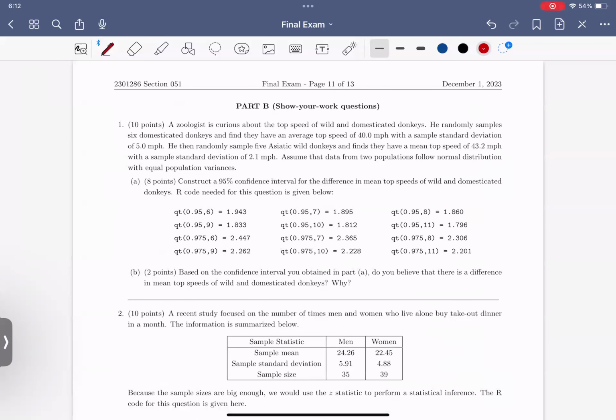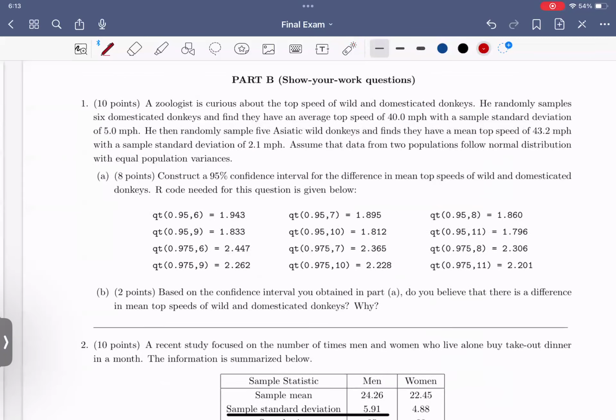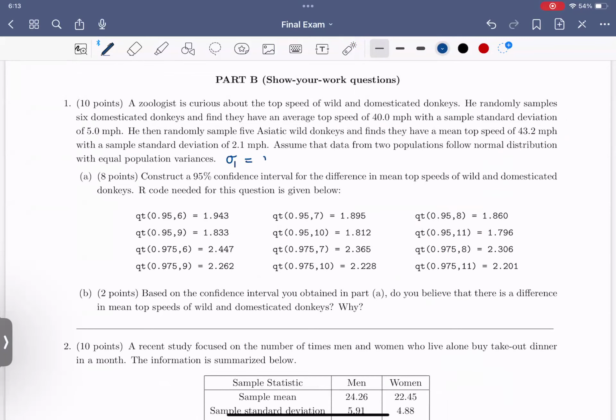Question 1. A zoologist is curious about the top speed of wild and domesticated donkeys. He randomly samples 6 domesticated donkeys and finds that they have a mean top speed of 40 miles per hour with a sample standard deviation of 5 miles per hour. He then randomly samples 5 Asiatic wild donkeys and finds that they have a mean top speed of 43.2 miles per hour with a sample standard deviation of 2.1. Assume that the data from the two populations follow normal distributions with equal population variances. So this means you actually have sigma 1 equal to sigma 2.